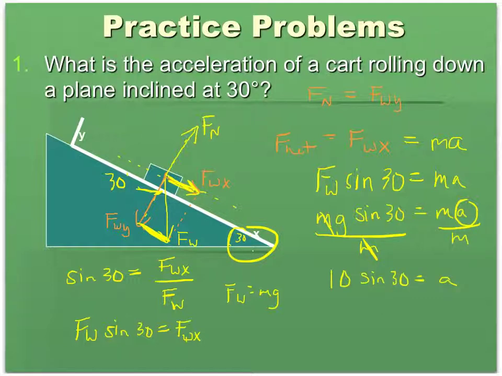The sine of 30 is 1/2, so 10 times 1/2 is 5 meters per second squared for my acceleration of this cart rolling down an inclined plane at 30 degrees.